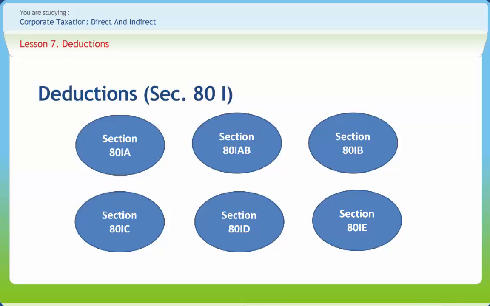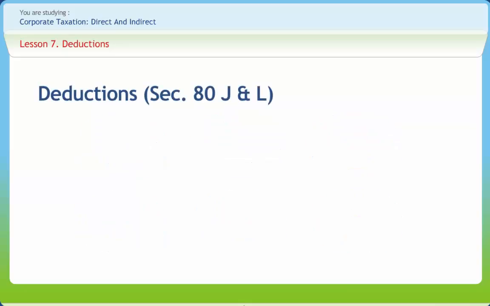80IE provides deduction in respect of profits and gains from an undertaking in any of the northeastern states. Assessees that have begun or begin to manufacture or produce eligible articles or things or undertake substantial expansion or carry on any eligible business on or after 1 April 2007 are eligible for deduction. The amount to be deducted is 100%. Now let's discuss deductions under Section 80J and L.